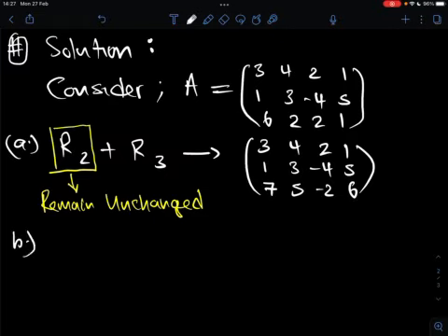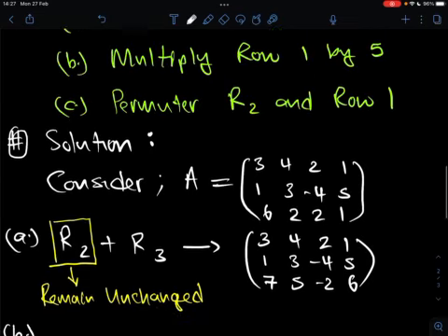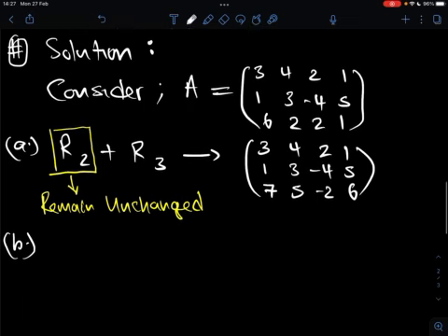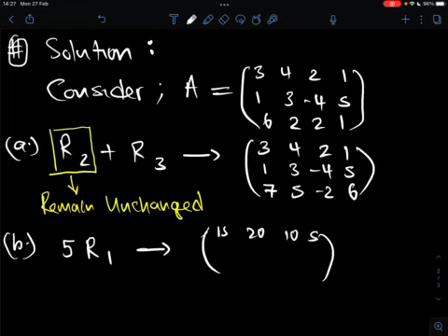Then B. Now they are saying we should multiply row 1 by 5. So the operation that we are now asked to do is to find 5 times row 1. It means only the first row in matrix A is going to be affected. The others remain unchanged. So we multiply 5 by 3, we get 15. 5 by 4, we get 20. 5, then 1. Then the other rows remain as they are.